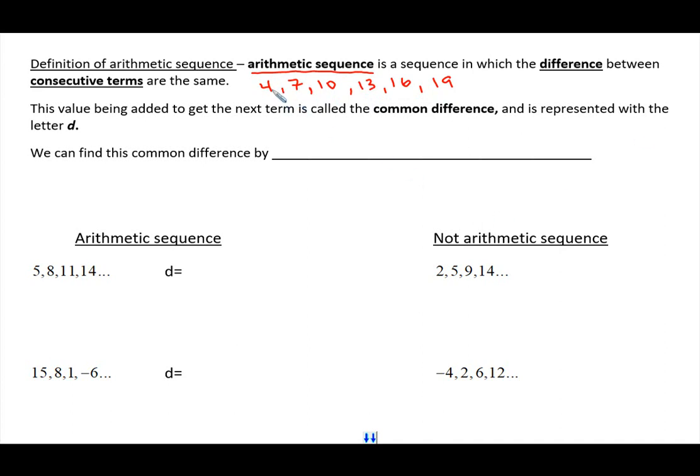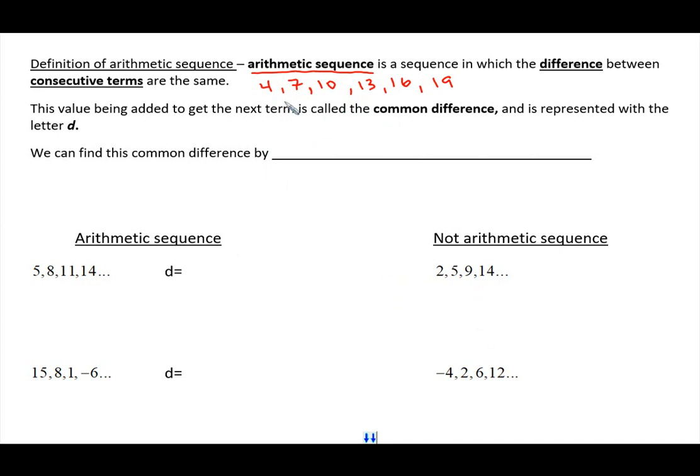Because you notice, in order to get the next number, what are we doing? You know there's a pattern, right? We're adding 3 each time to get the next number. So we add 3, we add 3, we add 3, we add 3, we add 3. So when you keep on adding the same number each time to get the very next number, what you have is an arithmetic sequence, okay?